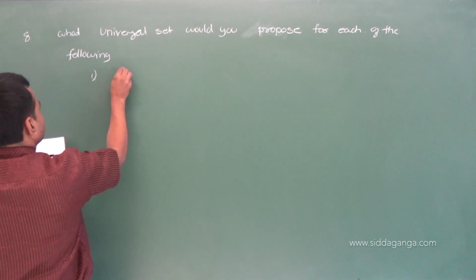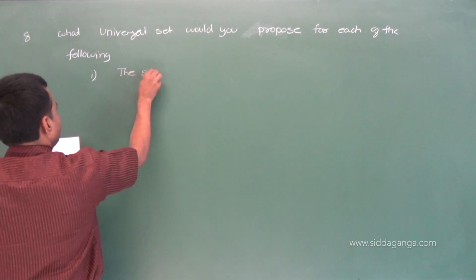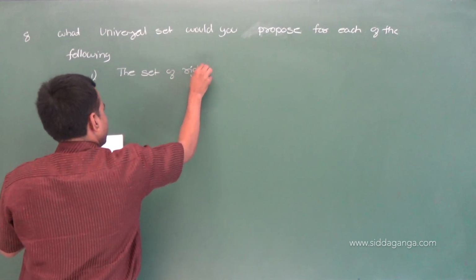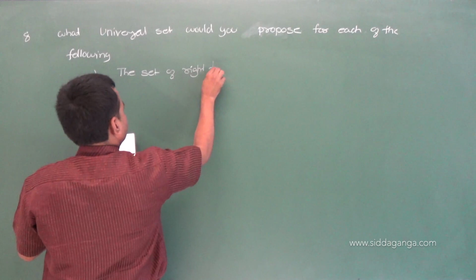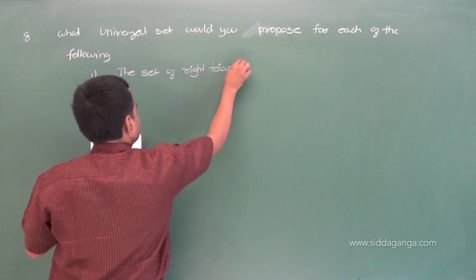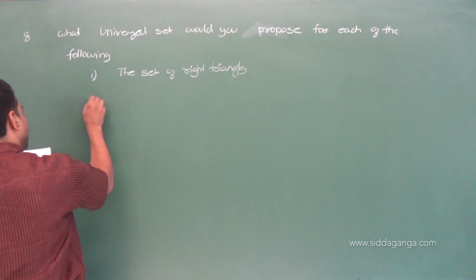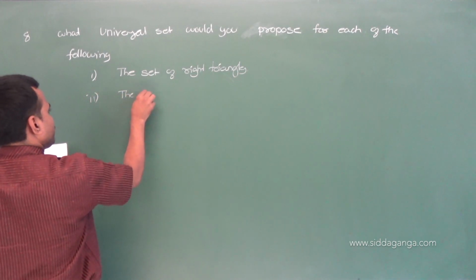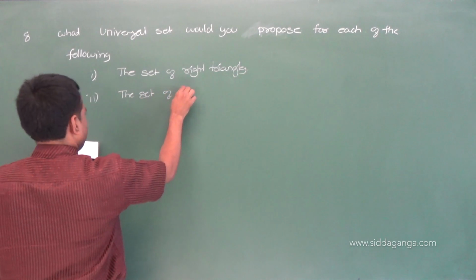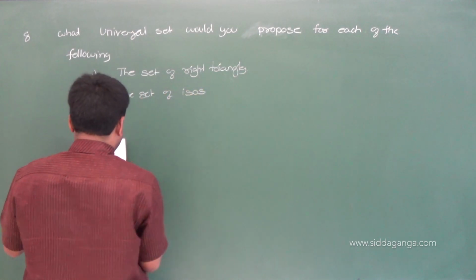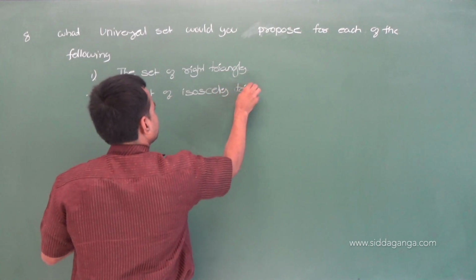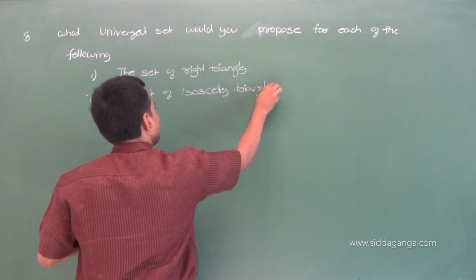First one is the set of right triangles. Second one is the set of isosceles triangles.